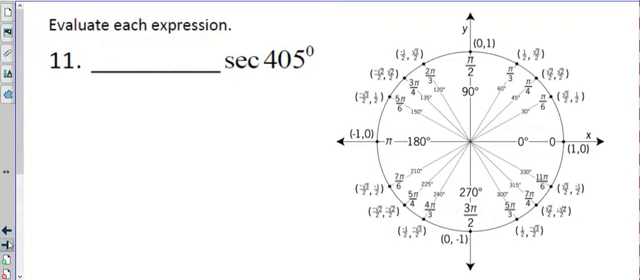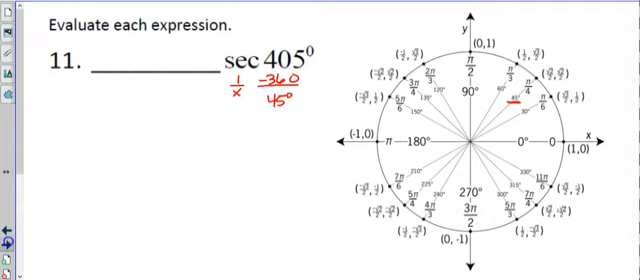Number 11, secant of 405. Okay, a couple things I would do here. First of all, remember that secant is the reciprocal of cosine. Cosine is your x value, so it's 1 over your x value. The other thing I would do, I don't love 405. I would subtract 360 from it. When you do that, you end up with 45 degrees. I think that makes it easier. That's right on our unit circle. It's just a coterminal angle.